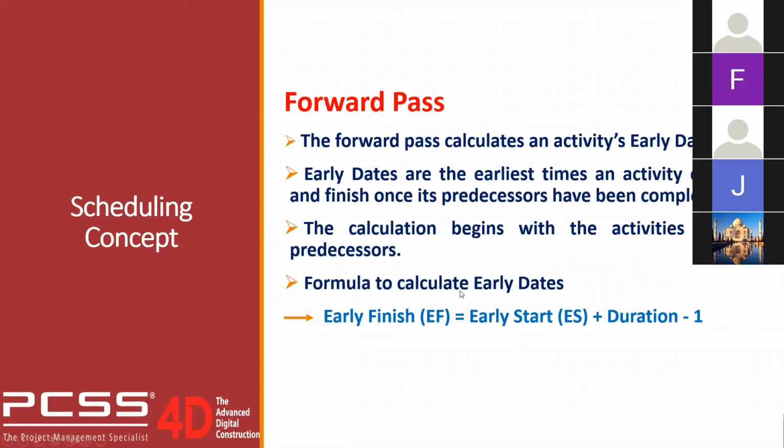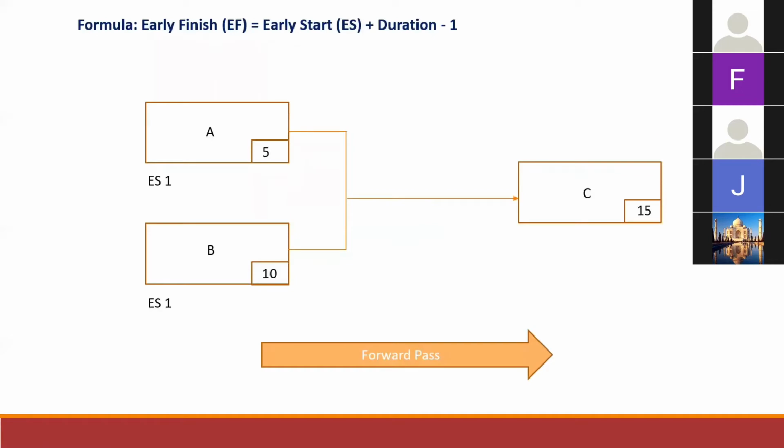So this is the formula we can use to calculate the early dates, where early finish is equal to early start plus duration minus 1. So before we begin to understand more about forward pass, I have a question to ask. Let's say we have an activity starting today, 7th of August. This activity has a duration of 10 days. When is the completion date of this activity? You can share your answer in the chat box.